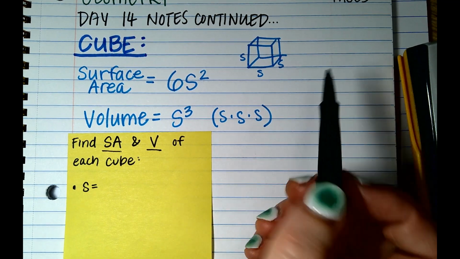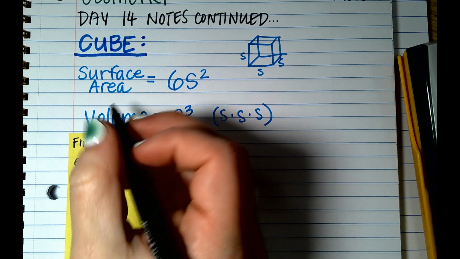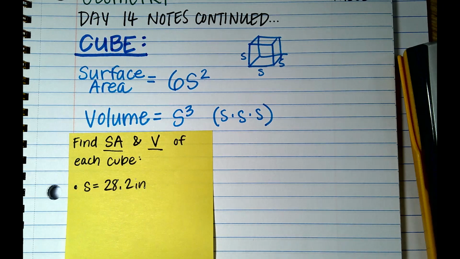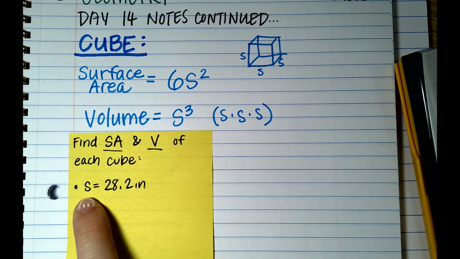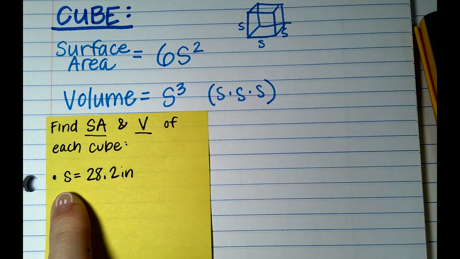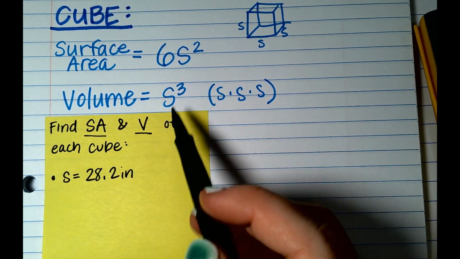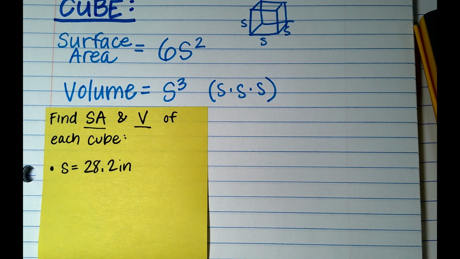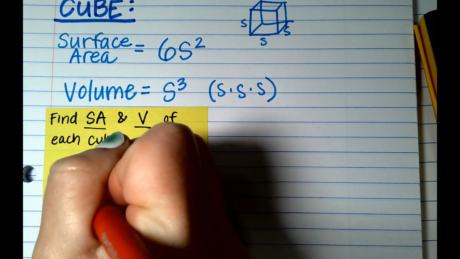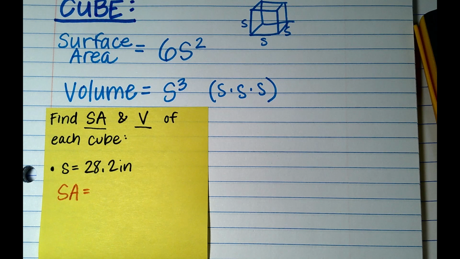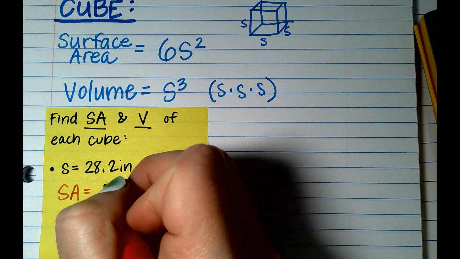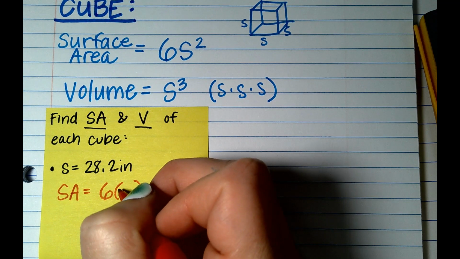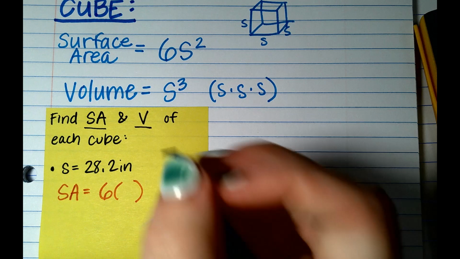Let's say I have a cube where the side length is 28.2 inches. If I know what S is, all I need to do is plug it into each of the formulas. So for surface area, here's what we would type into the calculator: 6 times 28.2 squared.